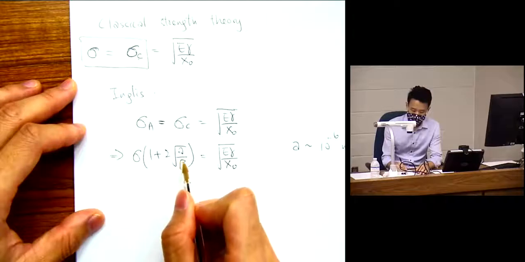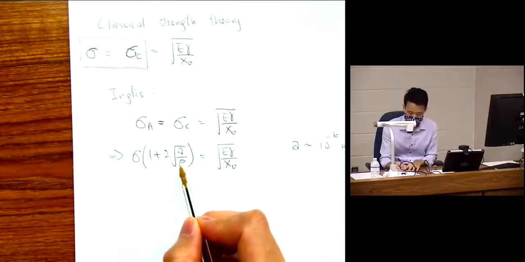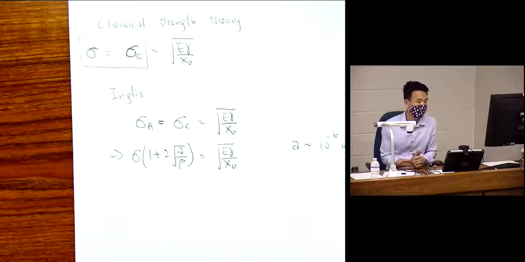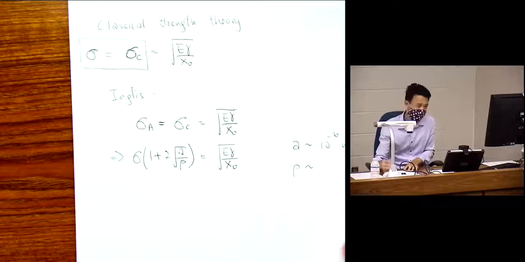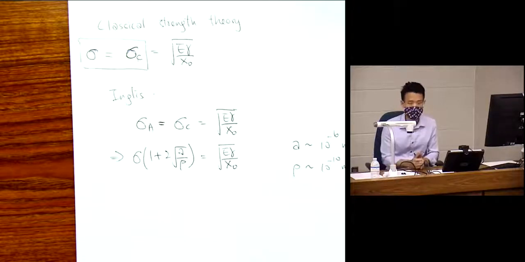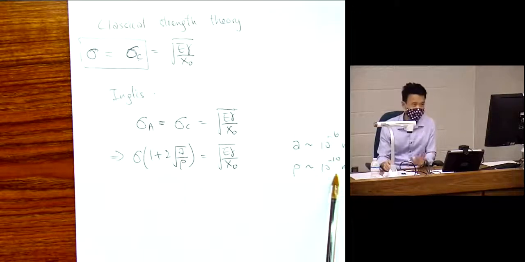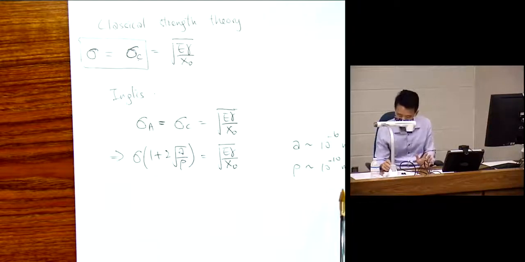And if we look at the radius of curvature, and we say that this crack is atomically sharp, then the radius of curvature is on the dimension of atomic spacing, which is on the order of angstrom, 10 to the minus 10. So this is an atomically sharp crack with the length of a typical flaw in a linear elastic material, right? If you take a look at this A over rho, it's going to be about 10,000.